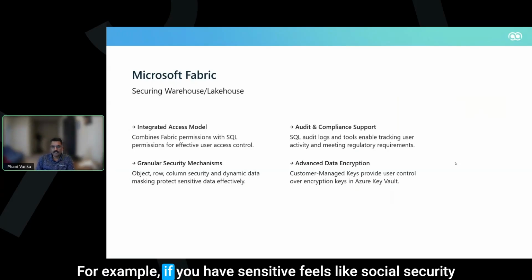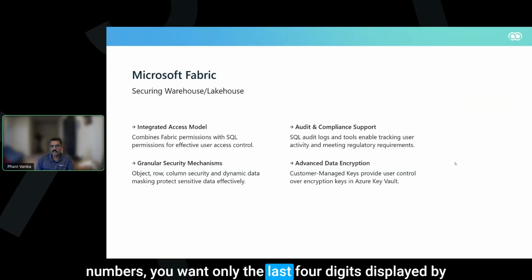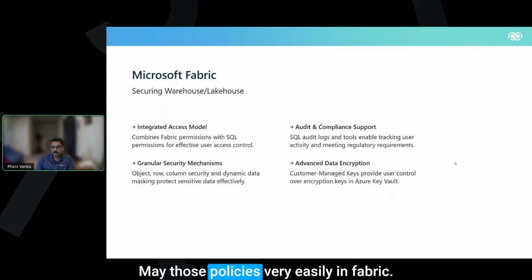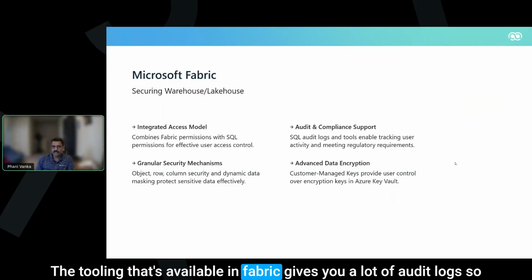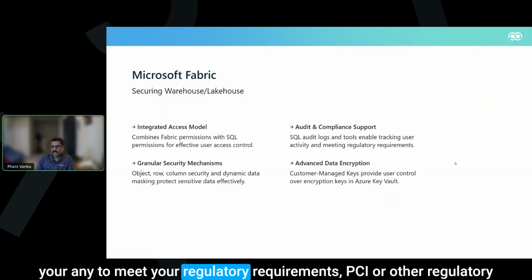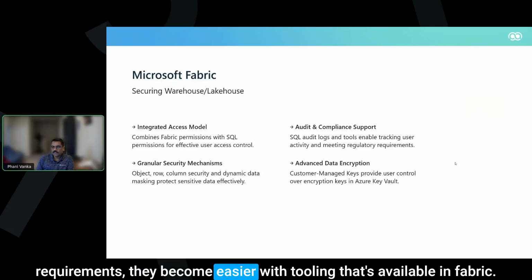For example, if you have sensitive fields like social security numbers, you want only the last 4 digits displayed by default or to specific roles, then you can set those policies very easily in Fabric. The tooling that's available in Fabric gives you a lot of audit logs so that you can track every single user activity. That makes it easier to meet your regulatory requirements, PCI or other regulatory requirements. They become easier with the tooling that's available in Fabric.